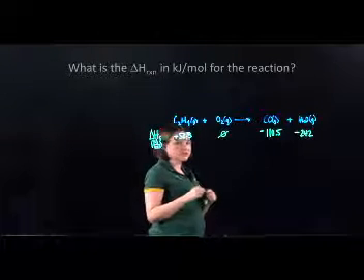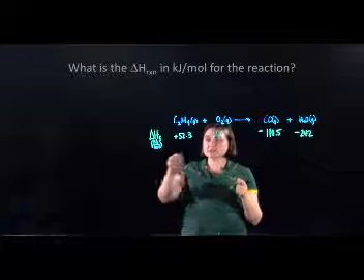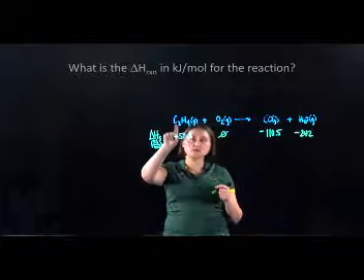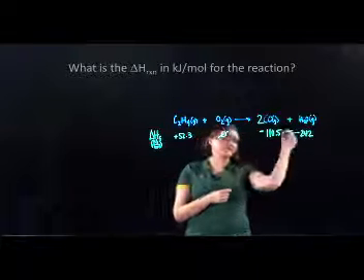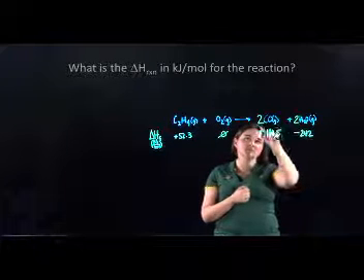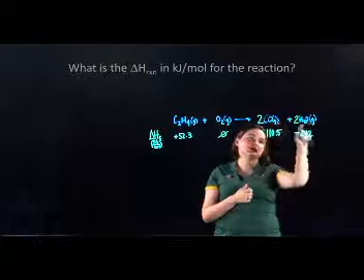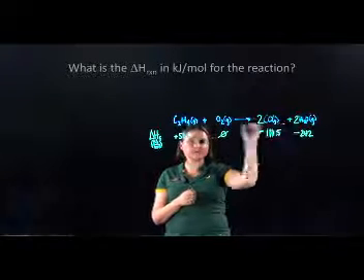The question did tell you that it was unbalanced, so that means that you're probably going to have to balance it first. So I got 2 carbons. I need 2 carbons over here. I have 4 hydrogens. I'll need 4 hydrogens over here. This gives me 2 oxygens, and another 2 oxygens gives me 4 on that side.